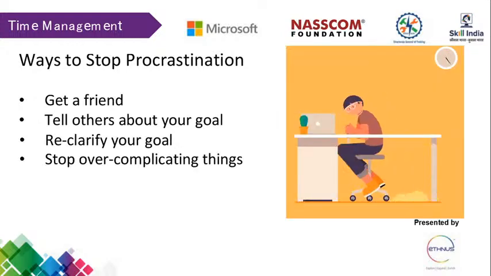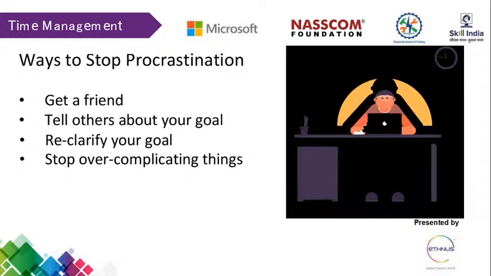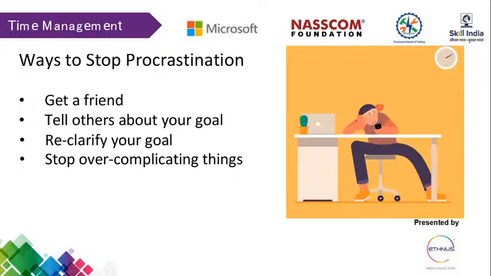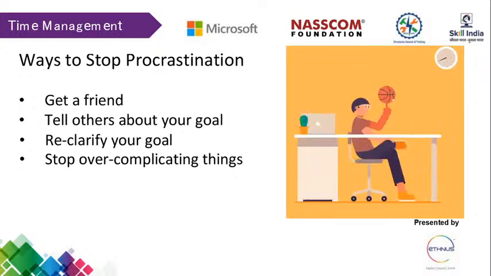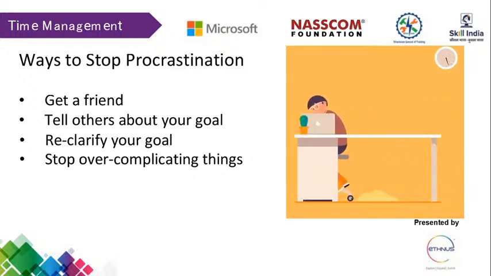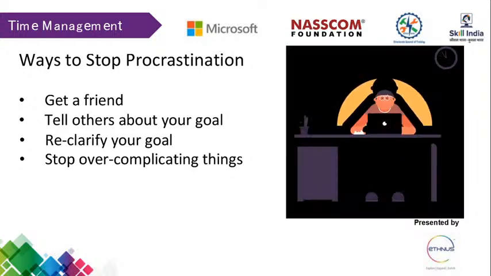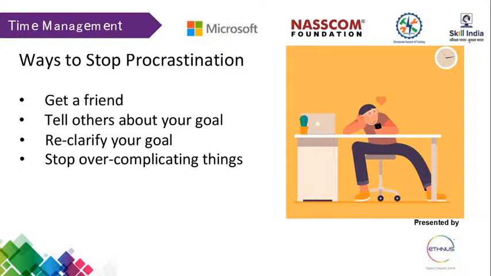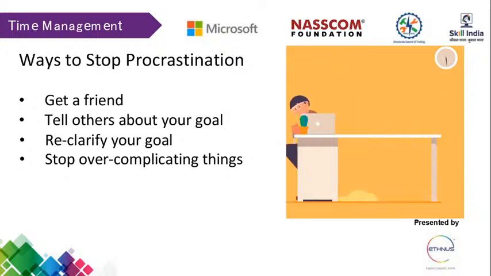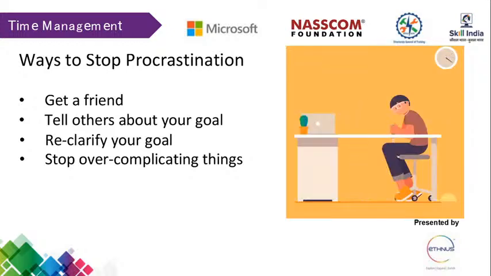Stop overcomplicating things. Sometimes we think too much about our goal and we start thinking about things that will not happen. So this will complicate your situation. Most common would be, what if I don't complete the task? What if I don't reach the goal? These things will definitely complicate, and there is very little chance that you would be working towards it, and you start procrastinating the work.